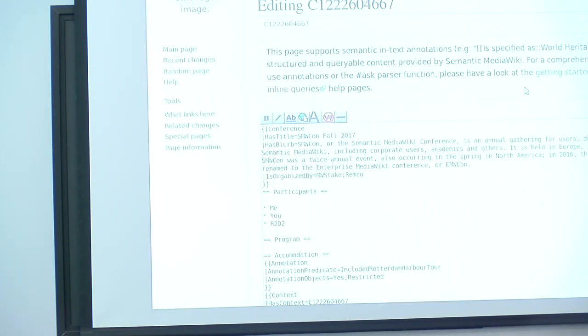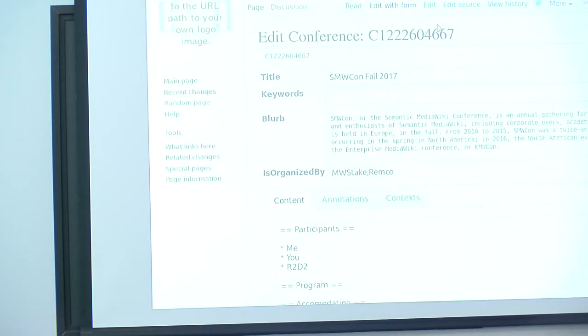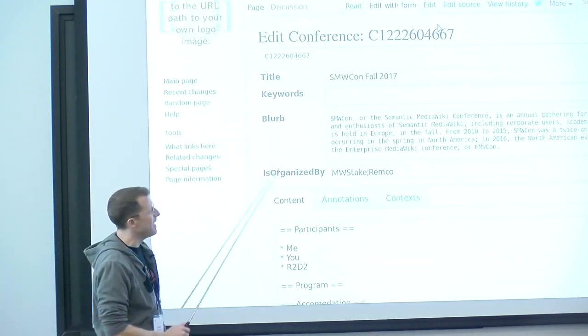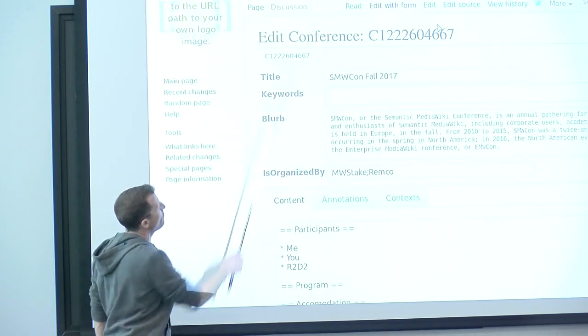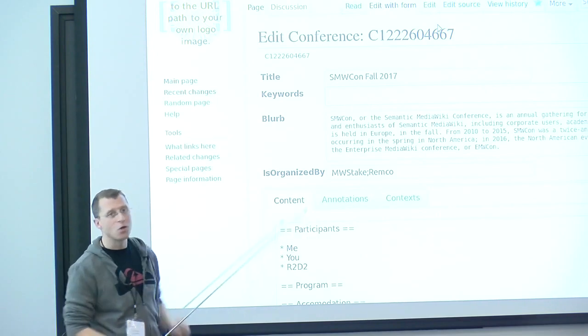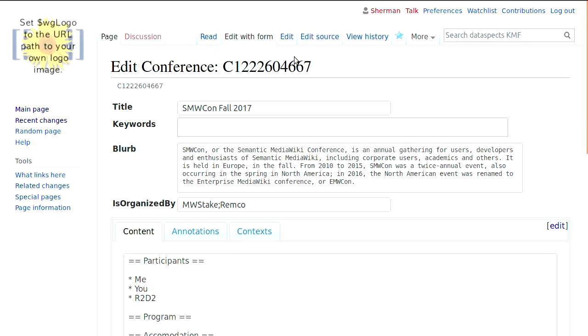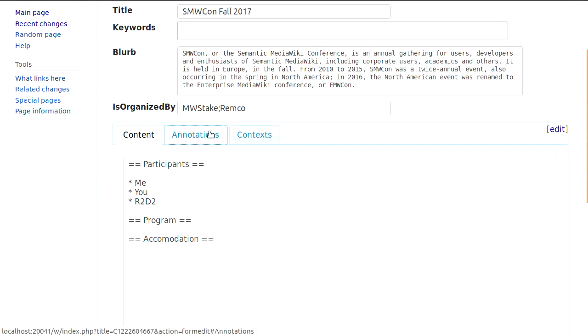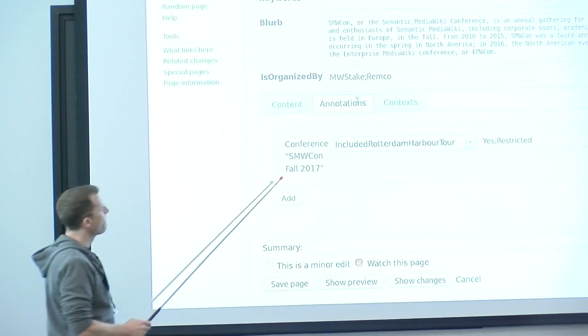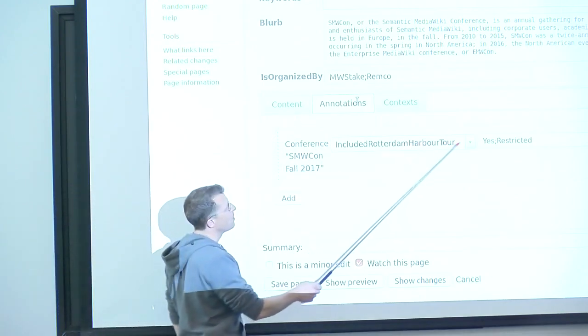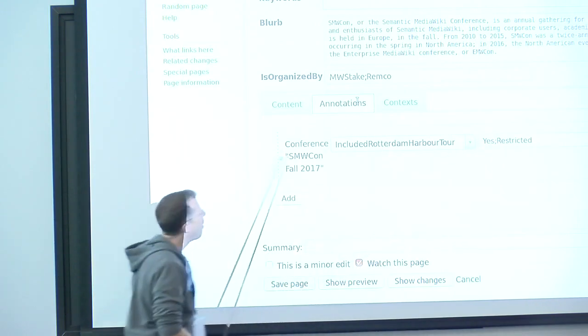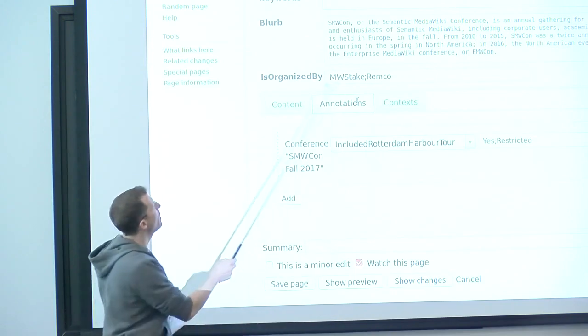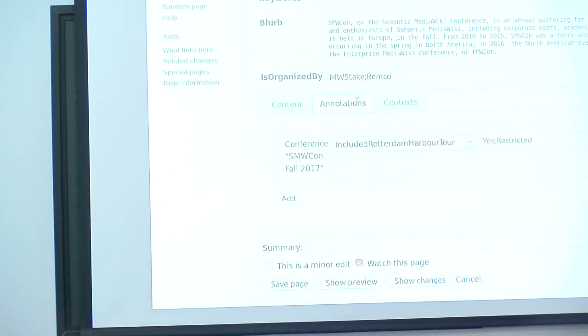Please allow me some jumping here, maybe. If we edit the page, is organized by is a regular subject affinity for any conference. That is why it is so-called hard-coded in this form. It goes with the conference form. However, the others are not. So included Rotterdam Harbor Tour, yes, and restricted, these are two values, are not characteristic for any conference. That's why it goes into annotations. And now you see what happens? Your information workers can add any new.